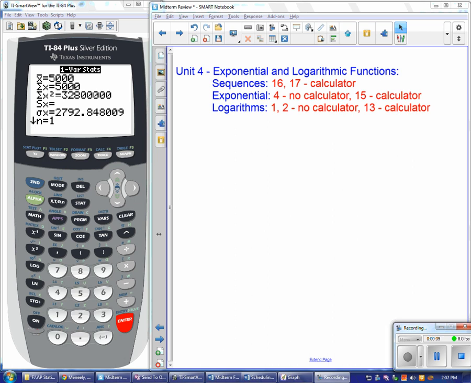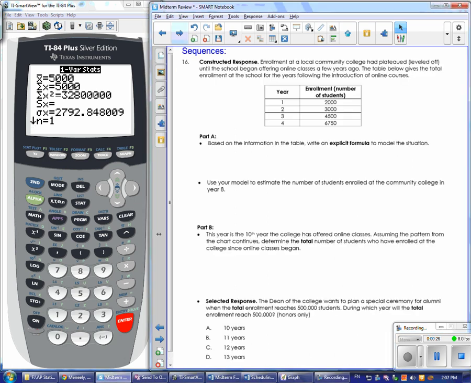In this third tutorial, I'm going to focus on Unit 4, which covers sequences and exponential and logarithmic functions. I'm going to start with sequences, which is actually toward the end of your review packet because we covered that first. And problems number 16 and 17 are both calculator based. So let's take a look at number 16.